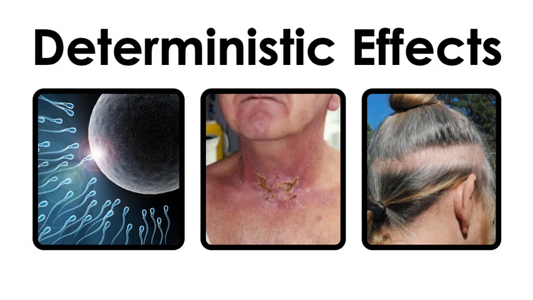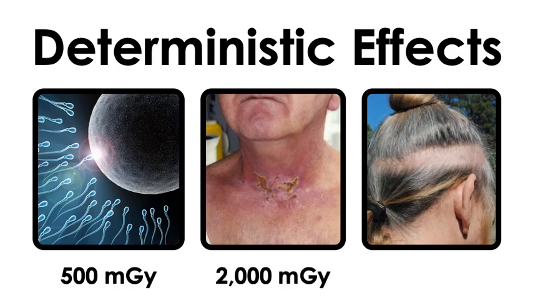These occur only at specific dose thresholds and not before. Here's a few examples. Temporary sterility requires an acute exposure of at least 500 milligray. In order for skin erythema to occur, this requires an acute radiation exposure of at least 2,000 milligray. And hair loss requires an acute radiation exposure of at least 3,000 milligray. When proper exposure techniques are used, these doses are hundreds or even thousands of times higher than the doses experienced by patients and workers in radiology.